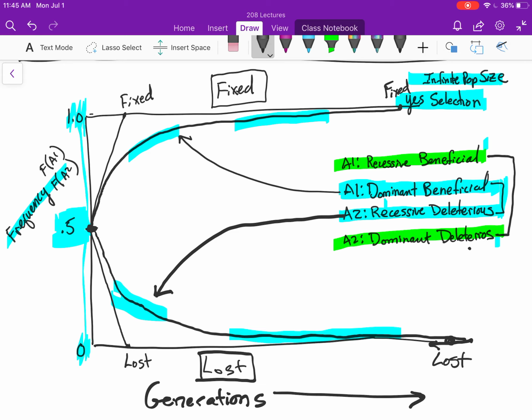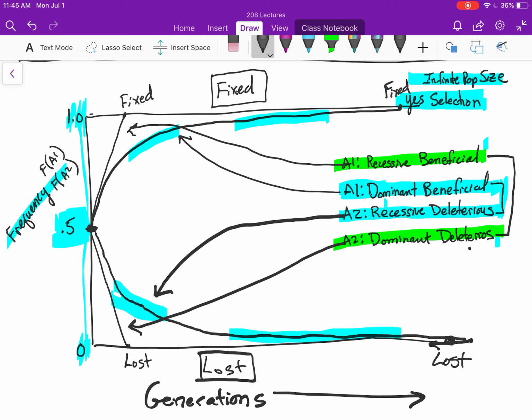Let's go ahead and label them. If I can get A2 on here. Dominant deleterious, and I'm going to label A1. Okay, now, so these are the four different graphs that you can get. These are the only four, really, from working just with selection and not with population size. Now, the inferences you can make from this.